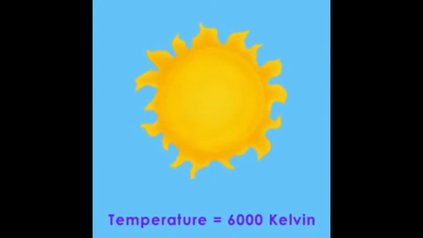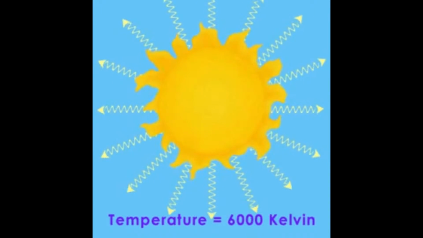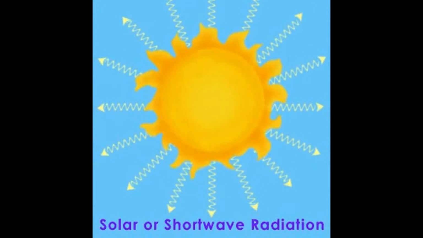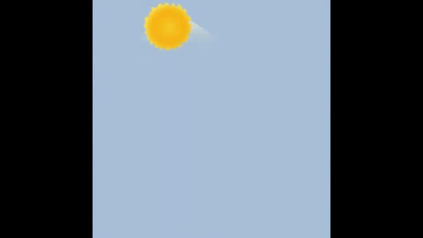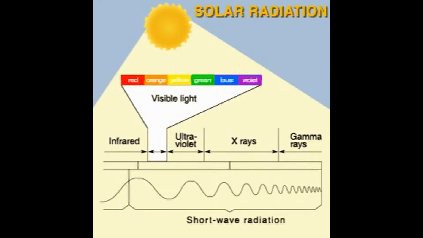The Sun, with its high surface temperature, emits a great deal of high-energy, short wavelength radiation. Energy emitted by the Sun is also referred to as solar or shortwave radiation. Most of solar radiation is the visible light we see with our eyes, but it also includes wavelengths that we cannot see, like the ultraviolet light that causes sunburn.